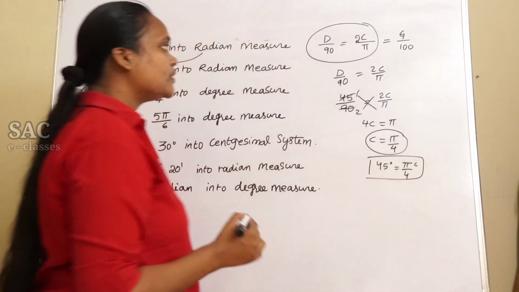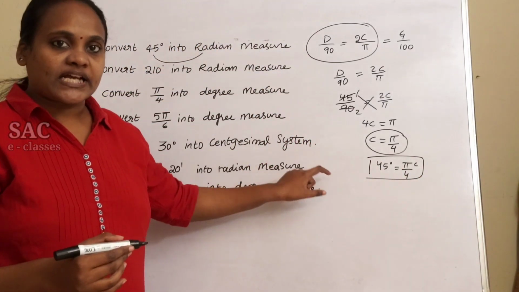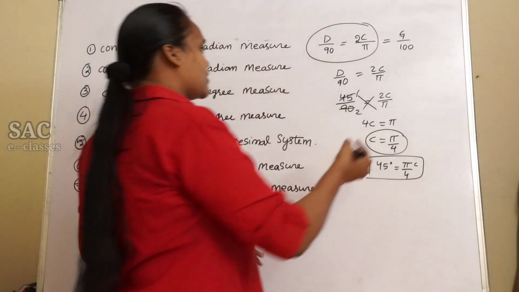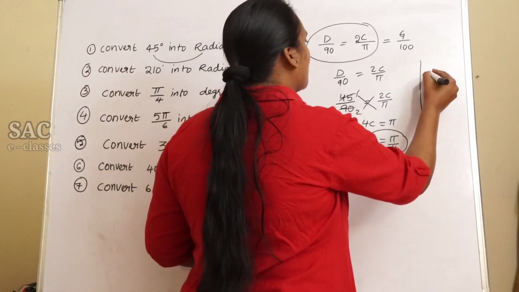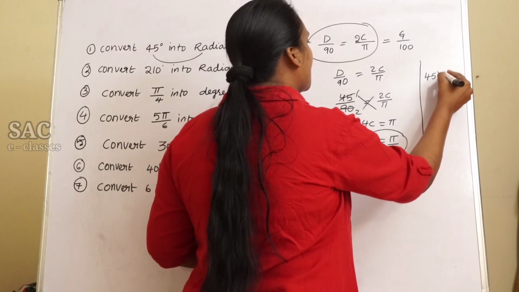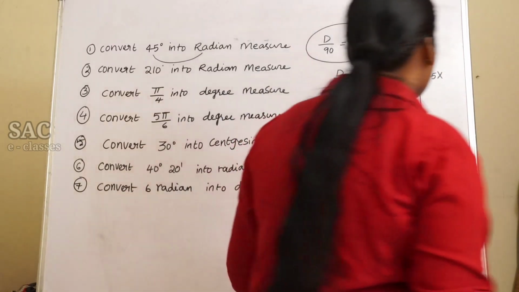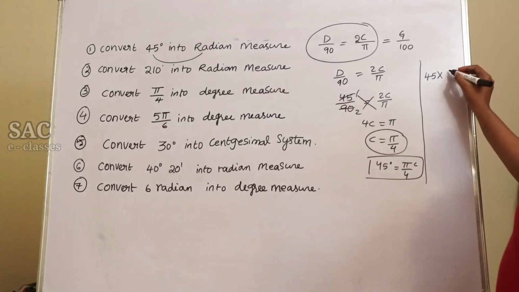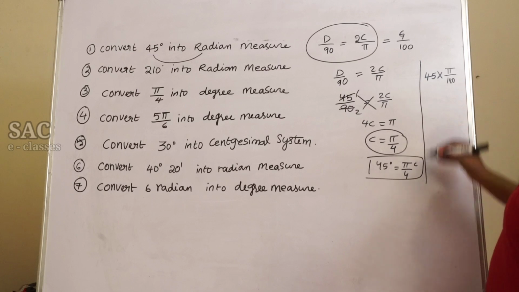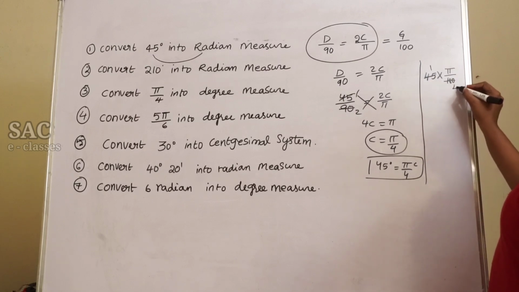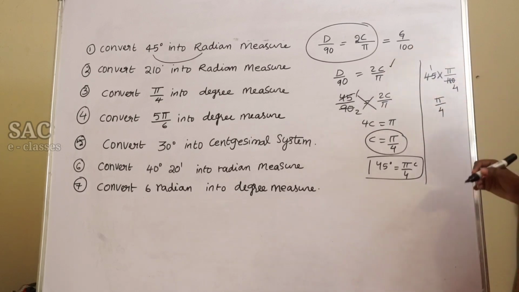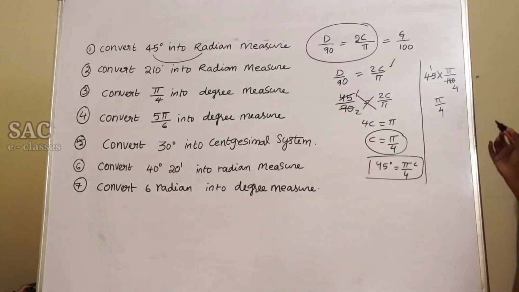This is the actual method. Other than this one, do we have any other way to convert degrees into radians? It is very simple. Whenever we want to convert degrees to radians, simply take the number of degrees, 45, into each degree, which can be written as pi by 180. So one time, four times, pi by 4 is the answer. This is by using the identity. This is the usual method.